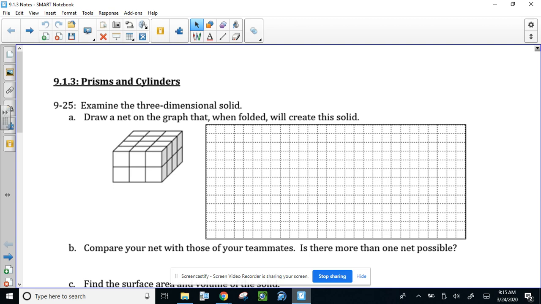All right, we're back again. This time we're talking about prisms and cylinders as well. So we're going to be looking at surface area and volume and how we can easily work through these shapes.